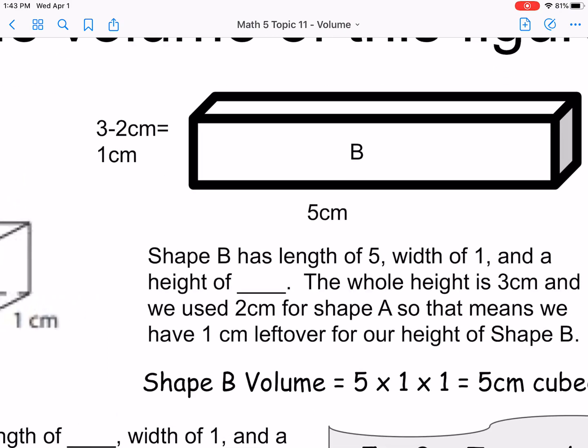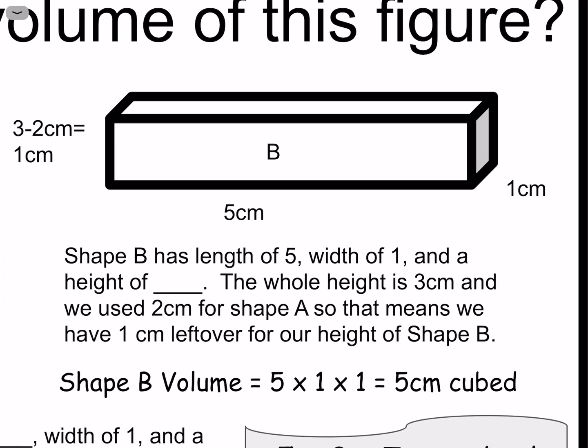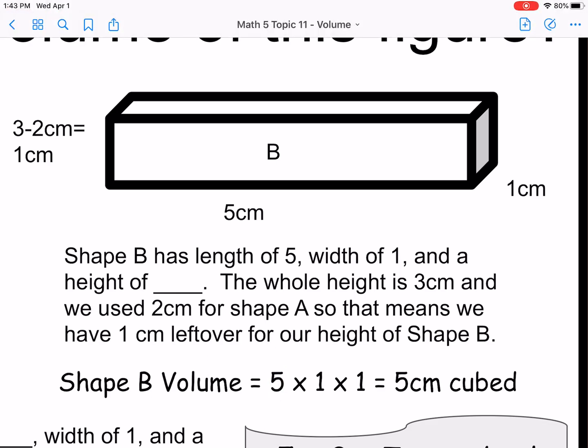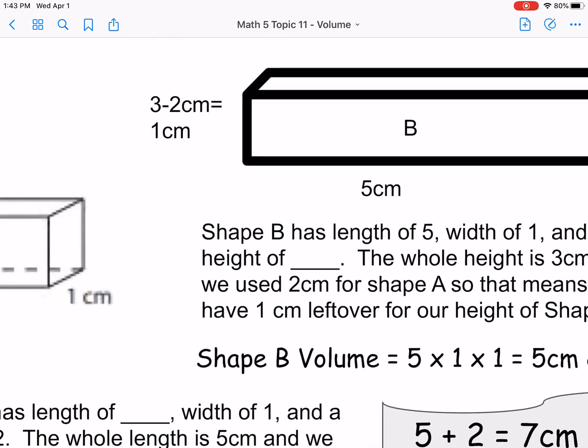So shape B has a length of 5, we found that here, has a width of 1, and a height of, and we found that out, 1 centimeter. The whole height was 3 centimeters. We used 2 centimeters for shape A, so when we subtracted, we had 1 left over for our shape B. So the volume of shape B is 5 times 1 times 1. Well, that gives us this shape B is 5 centimeters cubed. Okay? Now, let's jump over here to shape A.